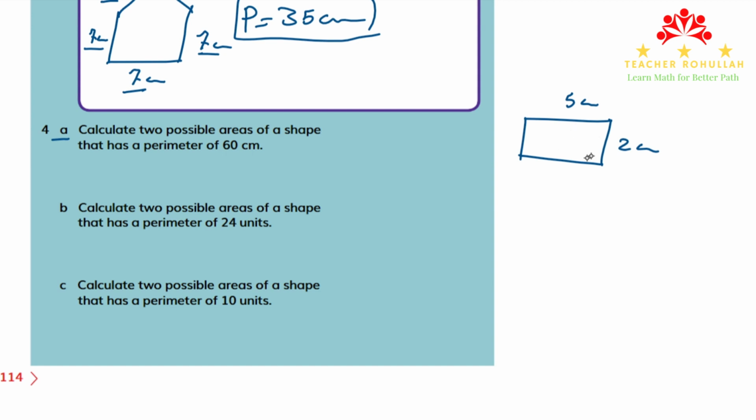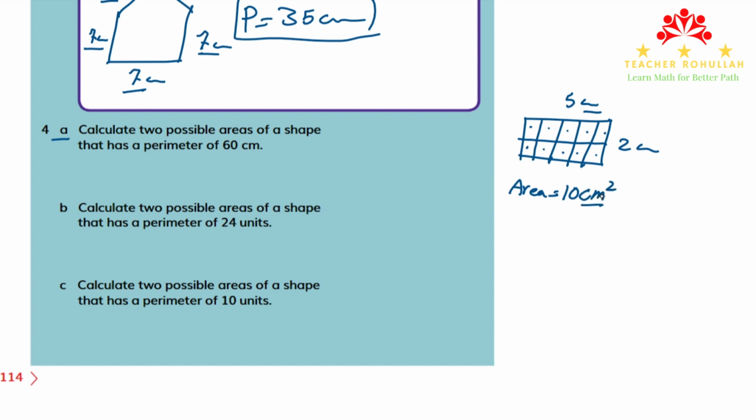Now, the space that this shape covers is called the area of the shape. So if we cut the width into 2 parts, each part is 1 centimeter. In the same way, if we cut the length into 5 parts, each part will be 1 centimeter. Let's see how many squares we have here. 1, 2, 3, 4, 5, 6, 7, 8, 9, 10. Now that we have centimeter, we can say that the area of this shape is equal to 10 square centimeters.